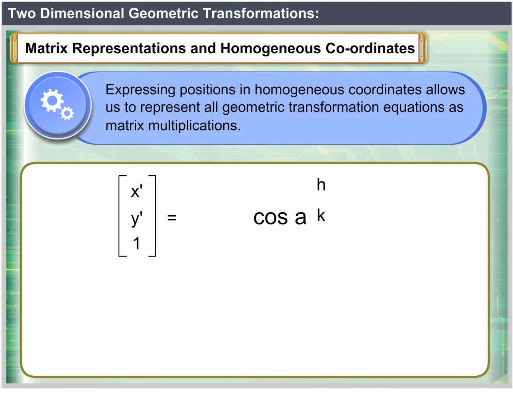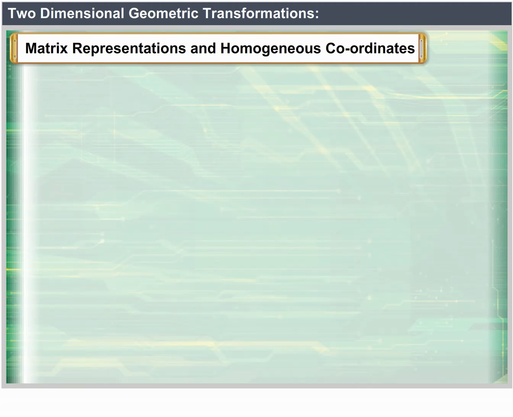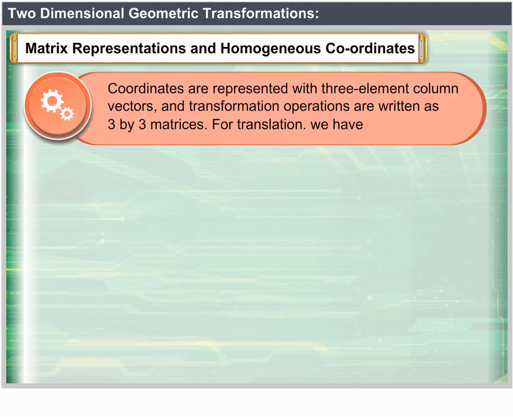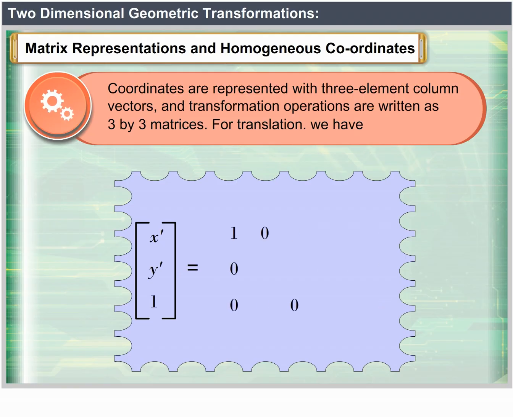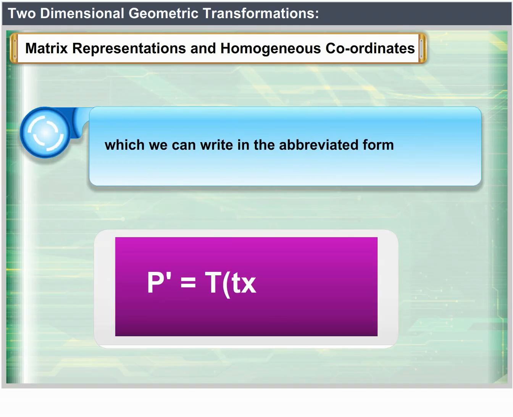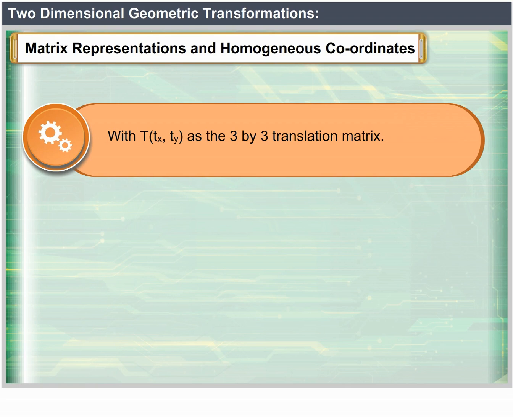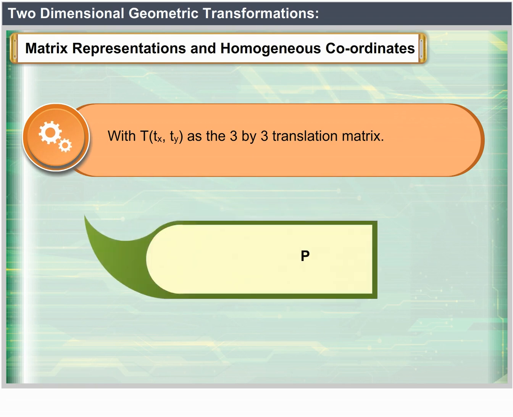Expressing positions in homogeneous coordinates allows us to represent all geometric transformation equations as matrix multiplications. Coordinates are represented with 3-element column vectors, and transformation operations are written as 3 by 3 matrices. For translation, we have the following matrix, which we can write in the abbreviated form with T of Tx, Ty as a 3 by 3 translation matrix: P' equals T of Tx, Ty into P.